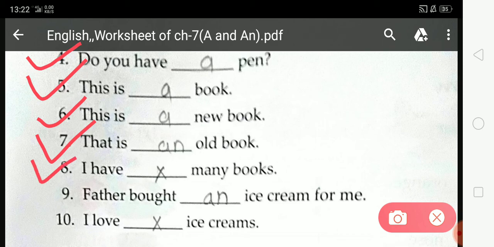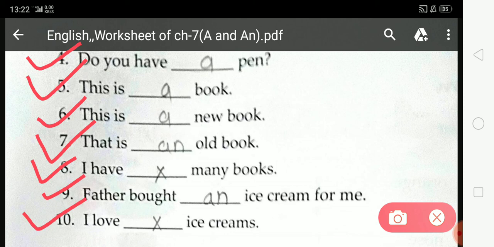Now come on, eight, I have dash many books. So student, books is more than one book. There is more than one book, it means many books. So we cannot use a or an for more than one thing. So student, here you have to put a cross before the many books. Now come on, nine, father bought this ice cream for me. So student, here in ice cream, I is a vowel, so you have to use an before the ice cream.